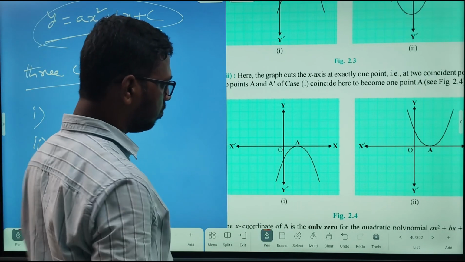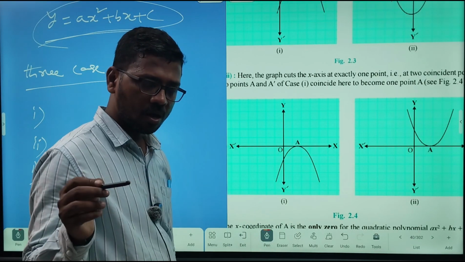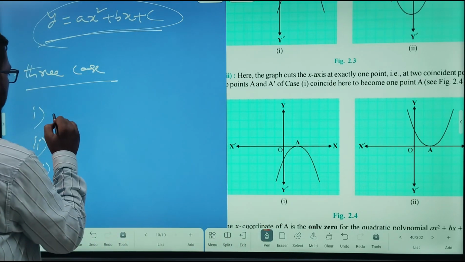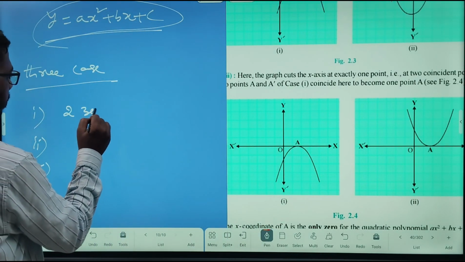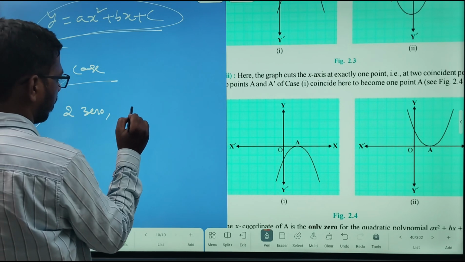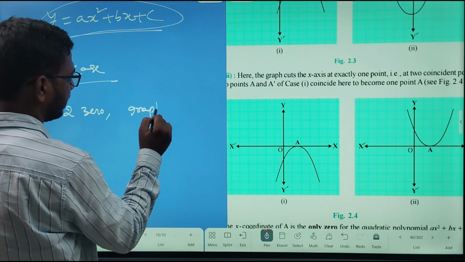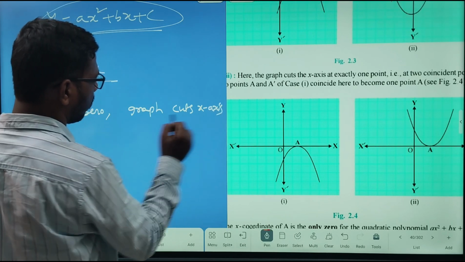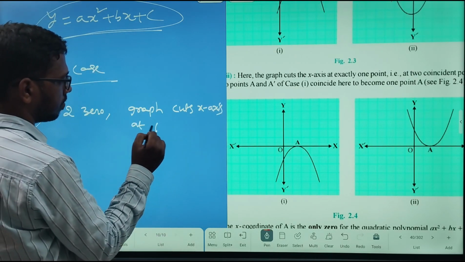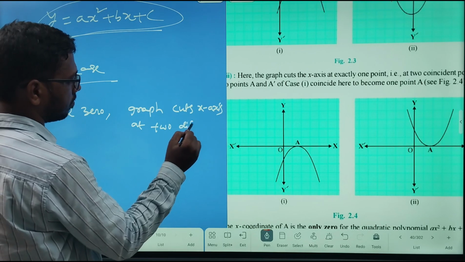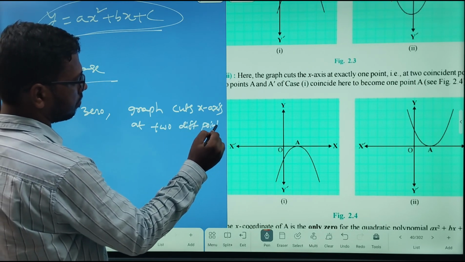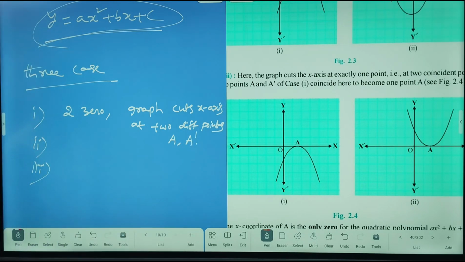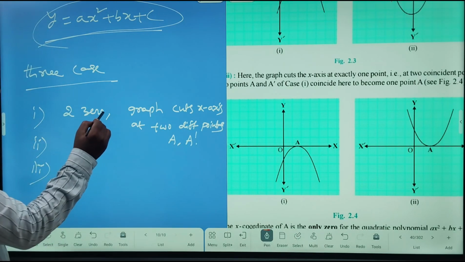Suppose you take case 2, the graph of the given quadratic polynomial. So case 1 completed, 2 zeros. Whenever the graph cuts the x-axis at 2 different points, A and A dash, A comma A dash, okay, 2 zeros.